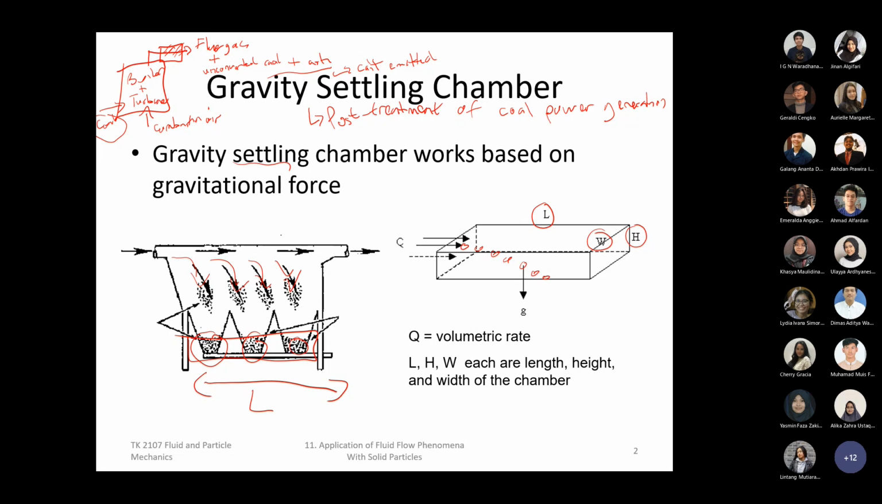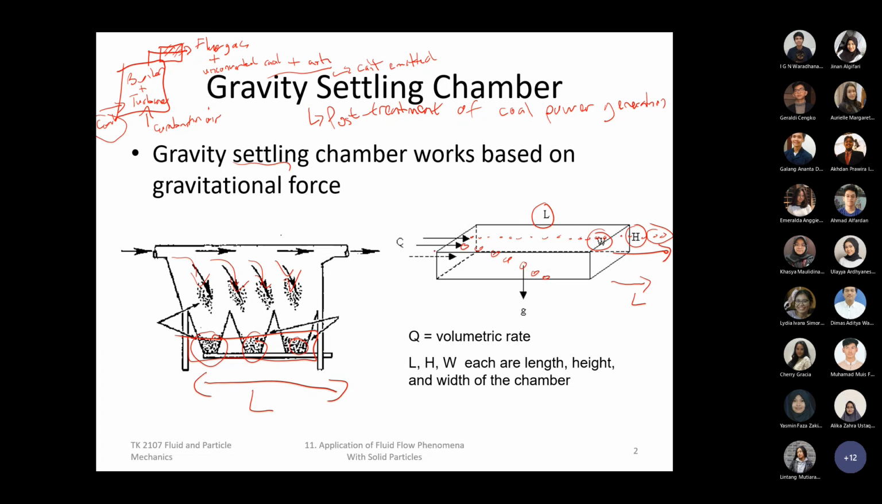Because if the particle is too small, for example, then it doesn't go downward. It's still almost flat in the horizontal direction, and it still exits with the fluid, with the gas. That shouldn't be happening. If we have a very small particle, your first option, of course, is to extend the length.